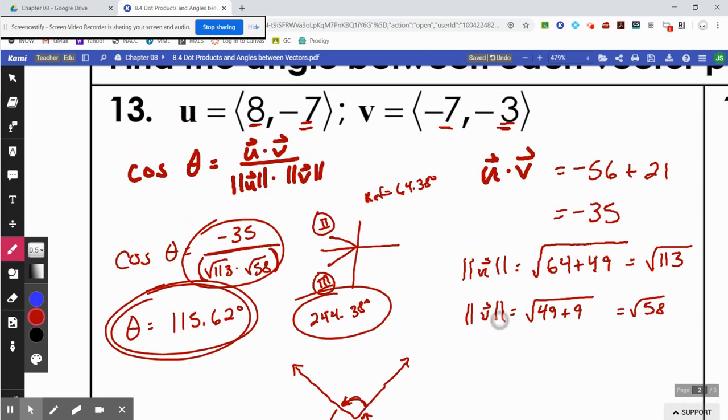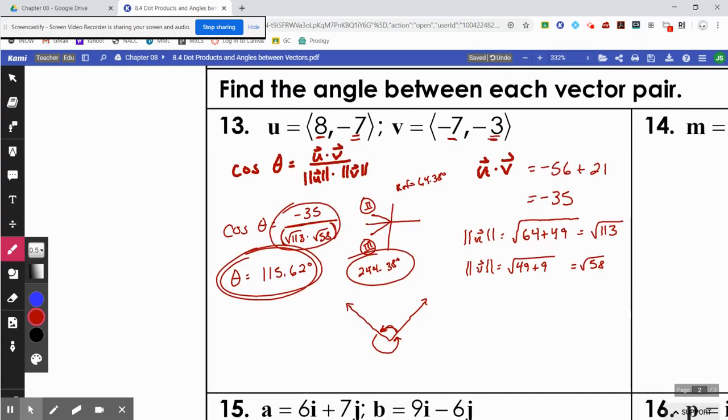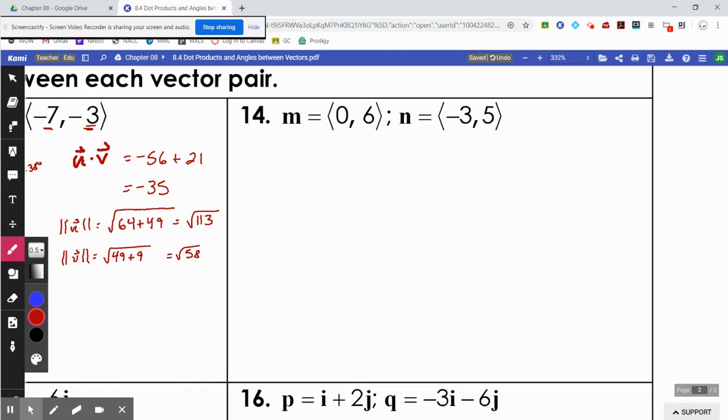But now, most of the time, they are looking for the smaller of the two angles, but that does give you both answers. But this is the answer that they're looking for. Okay, the next one. So the cosine of theta is equal to the dot product on top. So let's find the dot product of these two vectors. 0 times negative 3 is 0, plus 6 times 5 is 30. So the dot product is going to be on top, 30.